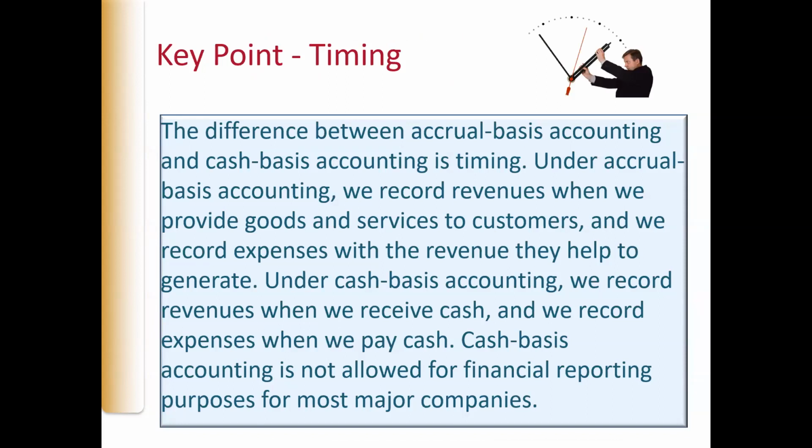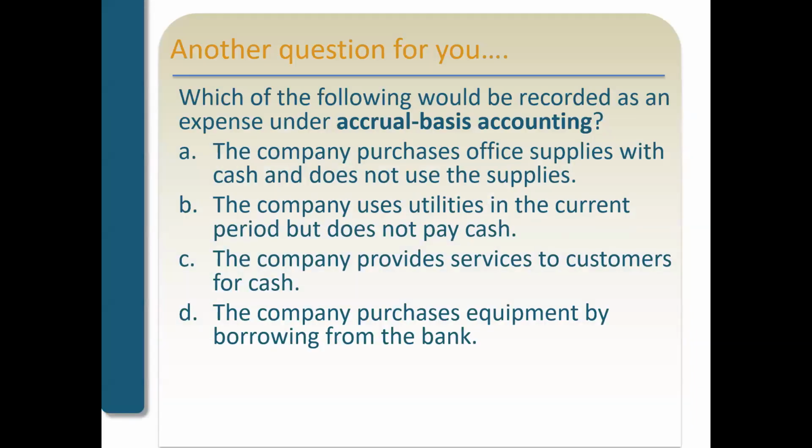Under accrual basis of accounting, we record our revenues when we provide our goods and services to customers, and we record our expenses with the revenues they help to generate. Under cash basis of accounting, we record revenues when we receive cash, and we record expenses when we pay cash. Most companies do not use the cash basis of accounting because it's not allowed under generally accepted accounting principles.